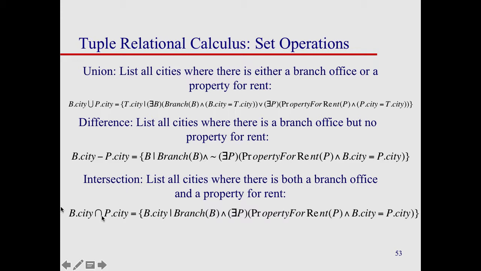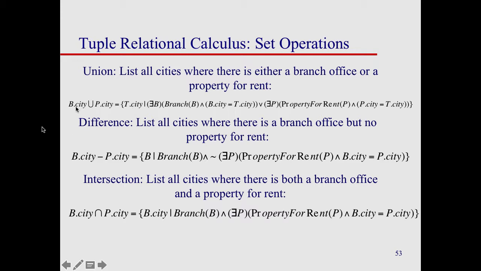Similarly, for intersection, if we're trying to find all cities that are both in B and P, we are trying to find a property where the property city equals the branch's city. So basically, if there exists even one property such that that tuple is in P and its city is equal to the branch city, then we include that city in the result. So I think intersection is pretty self-explanatory in the calculus. The union is not, and I'll admit I still try to get my head around this one.